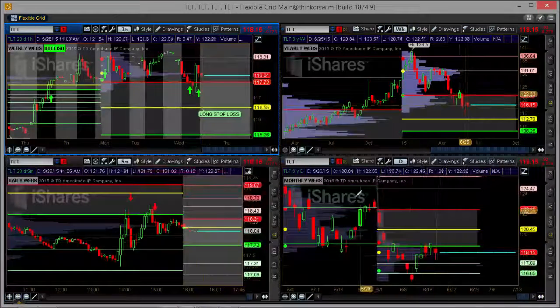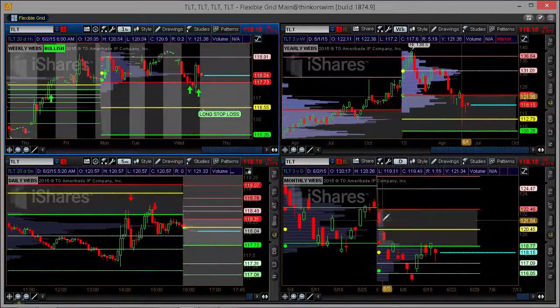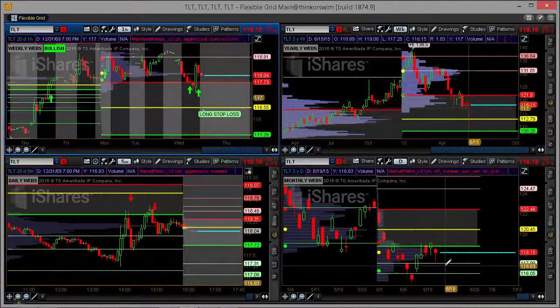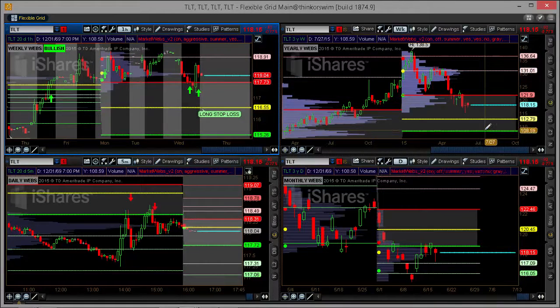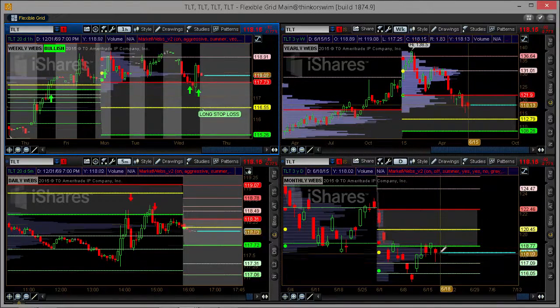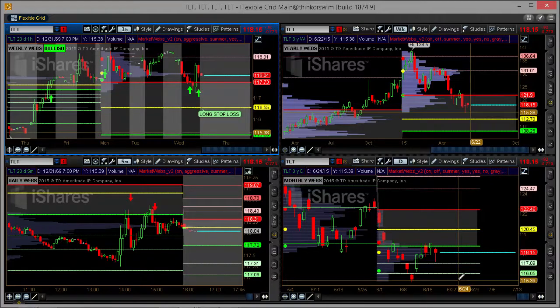And I'll talk about swing trades later on, but we can see how well the value areas worked on the monthly value areas and even the yearly value areas. The yearly value area is telling us that we're heading in TLT down to the 108 level and a bit lower still for the month of June.